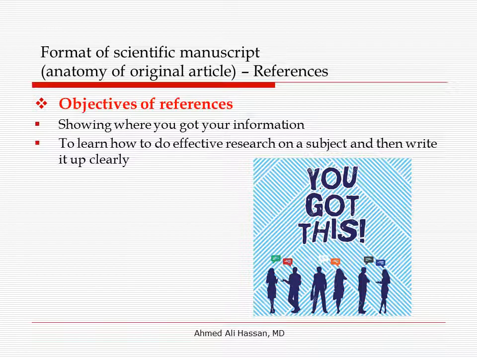We all should know the objectives of reference in scientific manuscripts. These objectives are mainly two objectives. First, show clearly where you got your information, including the article. And second is to teach others to do effective research and write it up clearly when they get the reference.